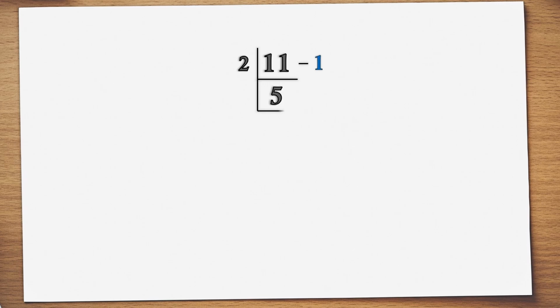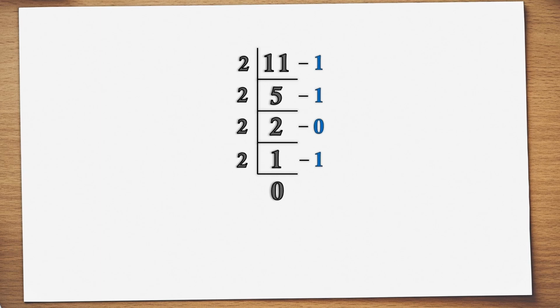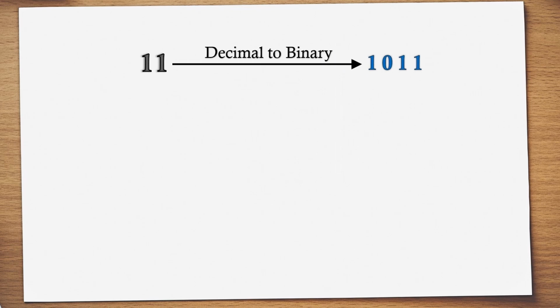Now divide the quotient by 2. Again note the quotient and remainder. Continue in this fashion until the quotient becomes 0. In the end, you can find the binary equivalent of your decimal number by noting the remainders at each step in bottom-up fashion. Using this method, you can convert any given decimal number to binary.